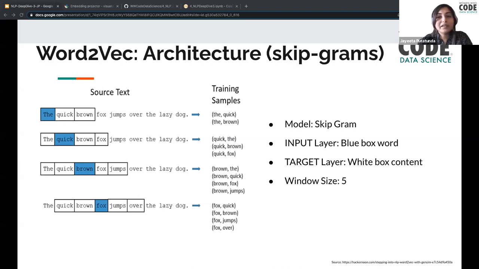So the basic idea of the two different architectures inside word embedding and Word2Vec is to identify words that occur in similar contexts, so that we can assume which words are closer to each other in the vector space.